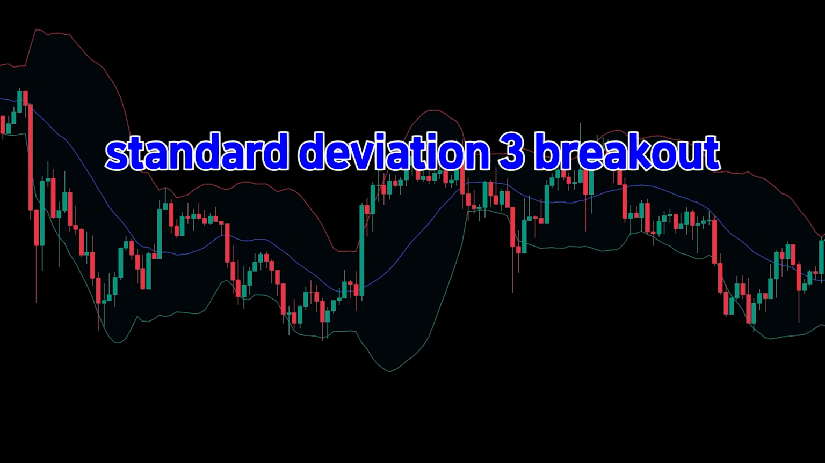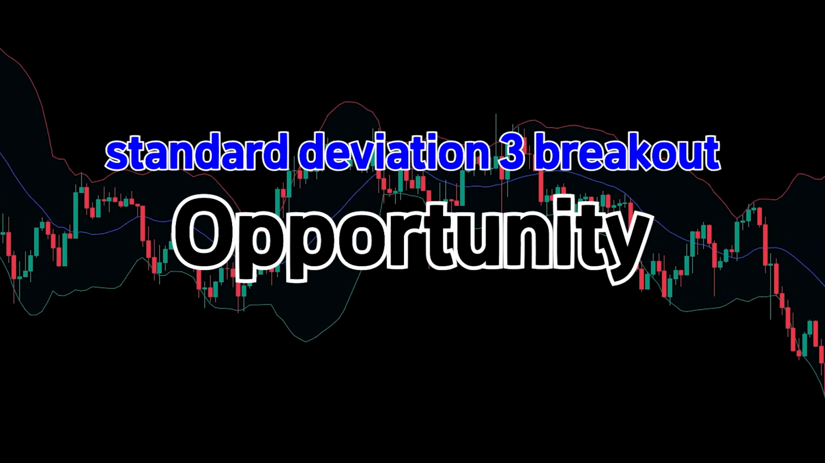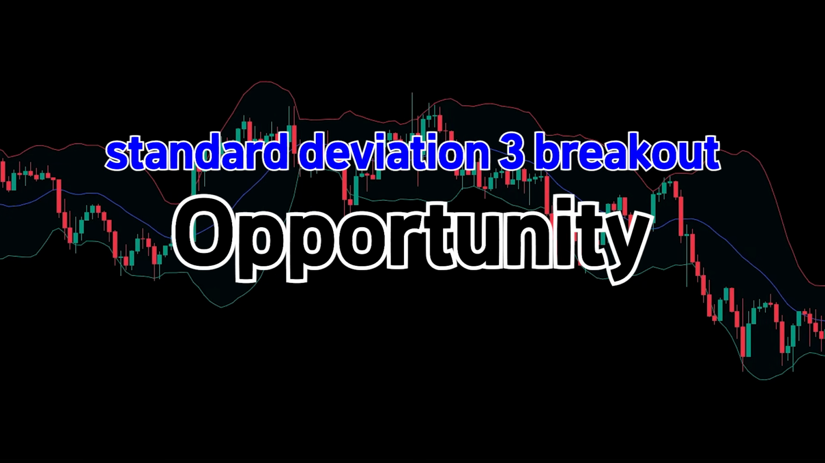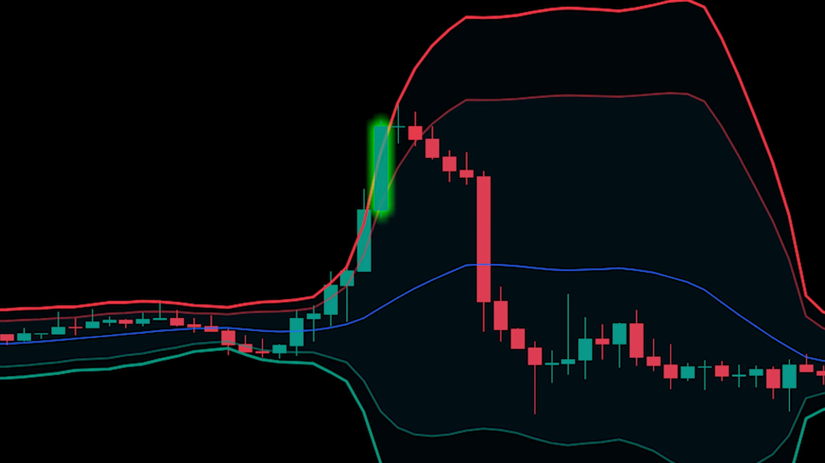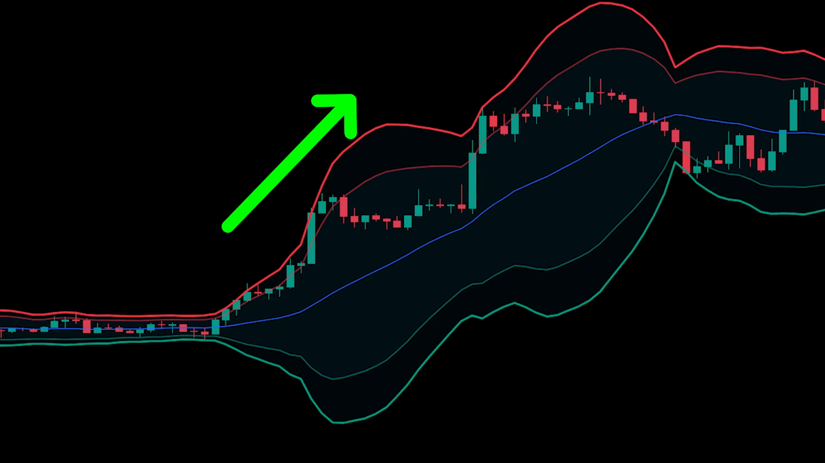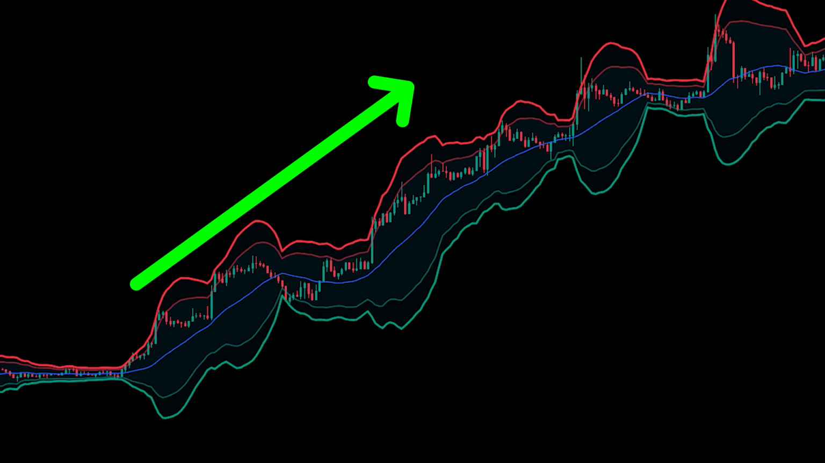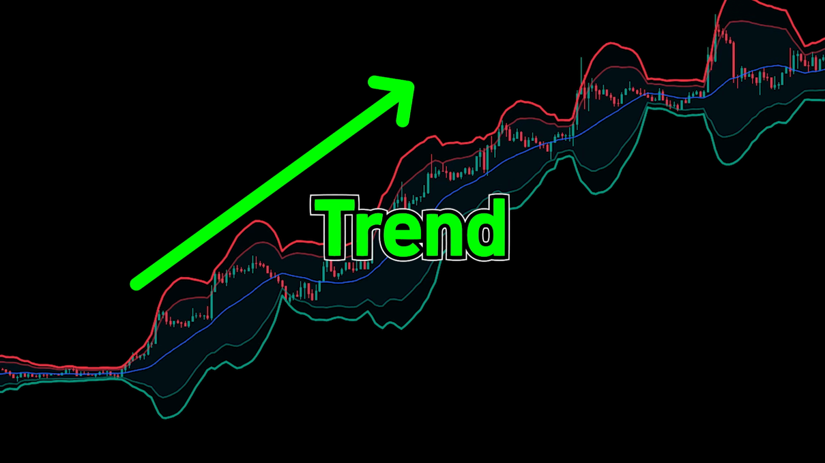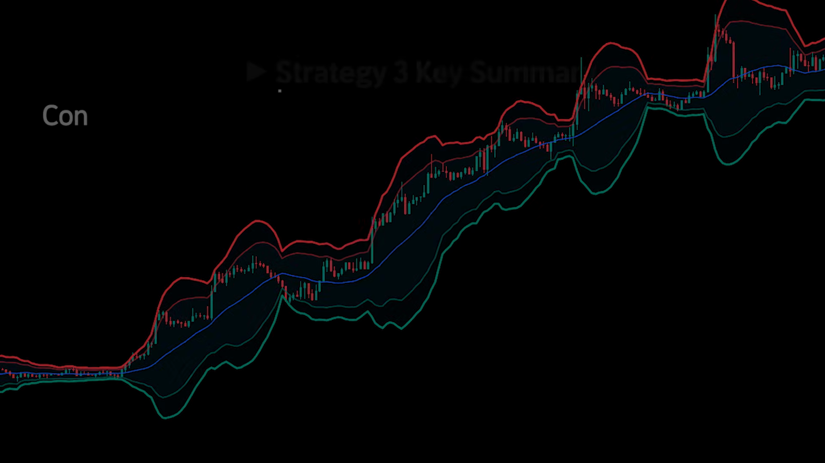To summarize, a standard deviation 3 breakout is an opportunity, but only if you can distinguish it from the beginning of a trend. Quick return inside the band after breakout equals reversion. Failure to return and continued breakout equals trend. Distinguishing between these two is the core of this strategy.